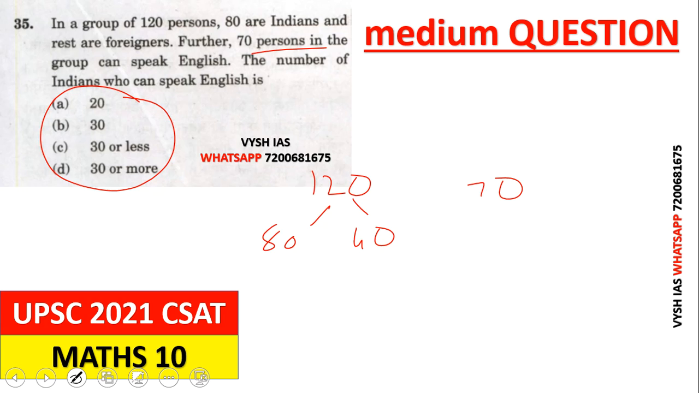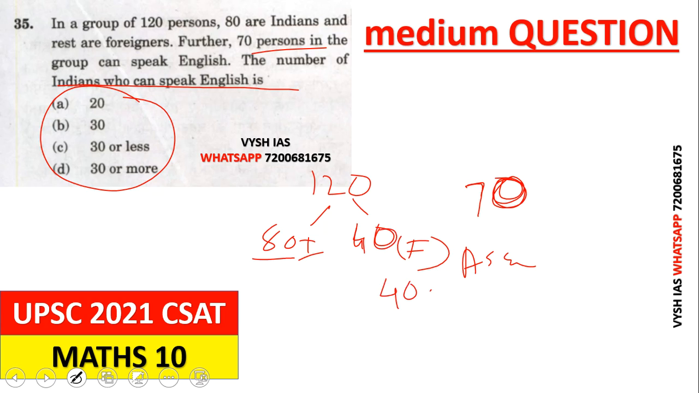I'll tell you how to solve it without a formula. We now know that there are 80 Indians and 40 foreigners. They are asking how many Indians can speak English. Now assume all 40 foreigners are speaking English. Then how many Indians will speak English? We know the total is 70, right? So out of 80, 30 Indians will speak English. This is an assumption: out of 70 English speaking people, suppose all 40 foreigners speak English, then only 30 Indians can speak English.